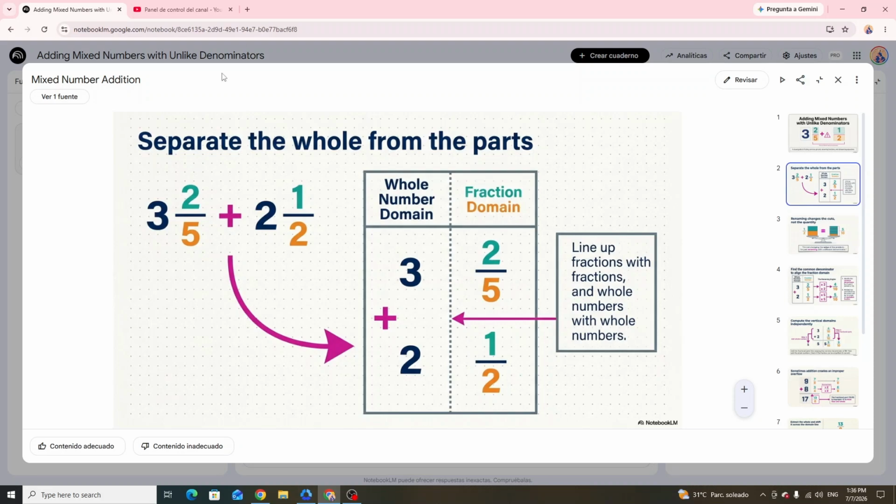Okay, so in here, some people love to stack up the fractions. So first we have 3 and 2/5, and then at the bottom we have 2 and 1/2. The first step is we line up the fractions, right? Can we add 2/5 and 1/2? Yes. Can we add 3 and 2? Yeah. So let's go to the next slide.